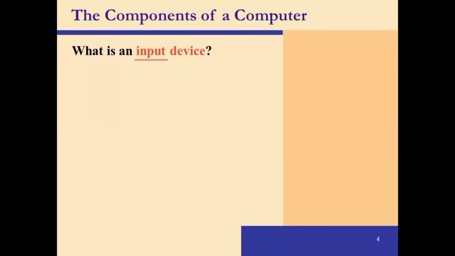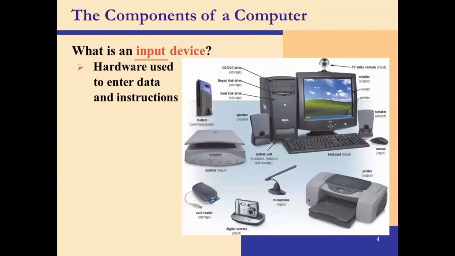So the devices that allow us to put something inside the computer in the form of instruction are called input devices. These are hardware devices used to enter data and instructions. This is the definition of input devices, and the input devices are these with the red arrows. Your camera is an input device. It takes a picture of you and stores it in the computer's memory.